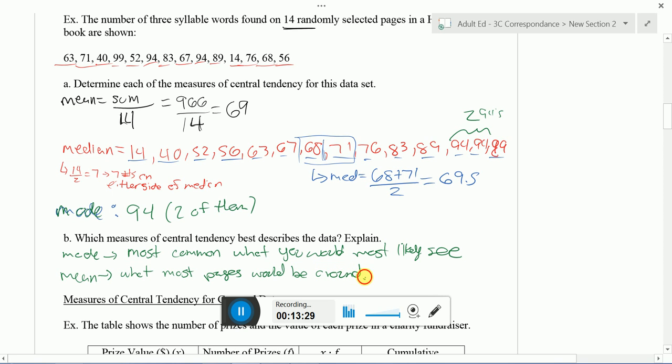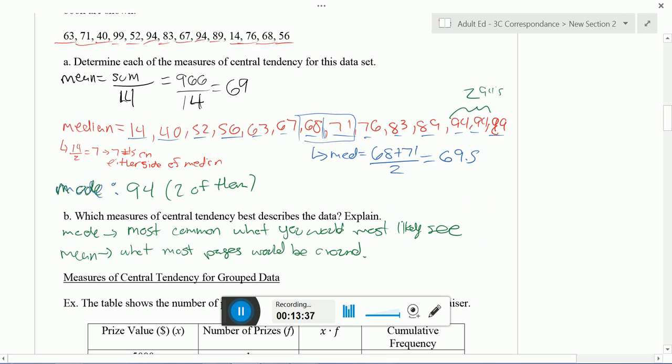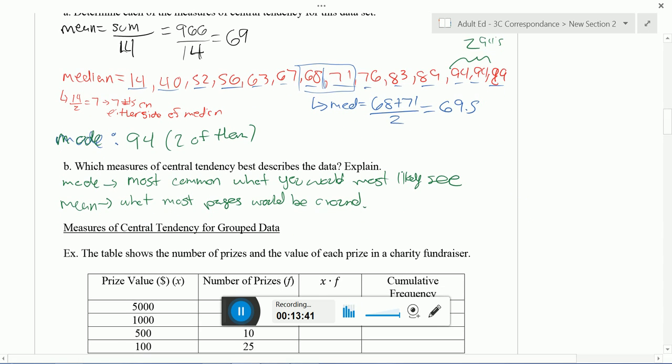Median in this case just kind of tells you the middle number. So you could actually have a bunch of numbers above that median, a bunch of numbers below. It really just tells you which one is in the middle. Now it's close to the average, so you could argue the median as well.